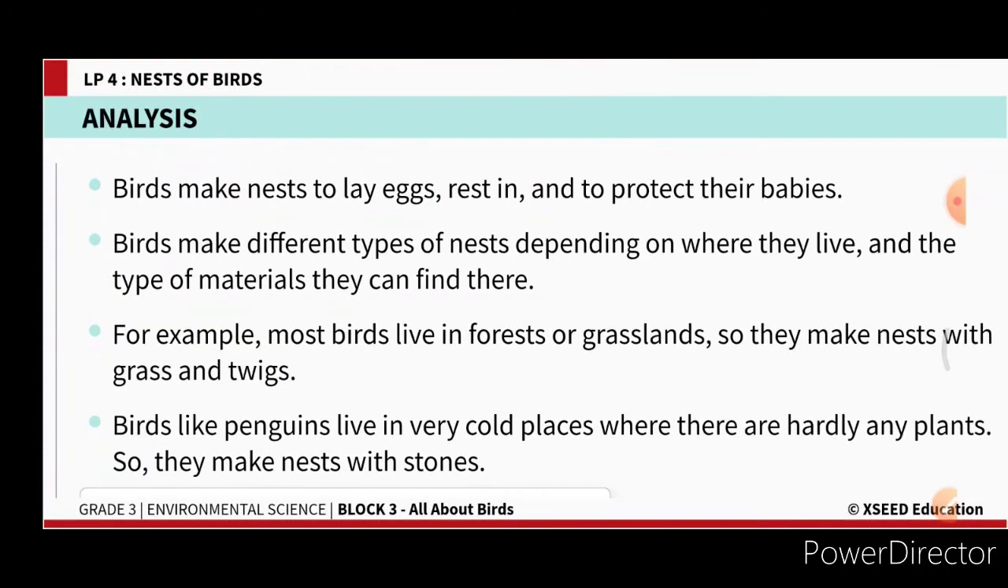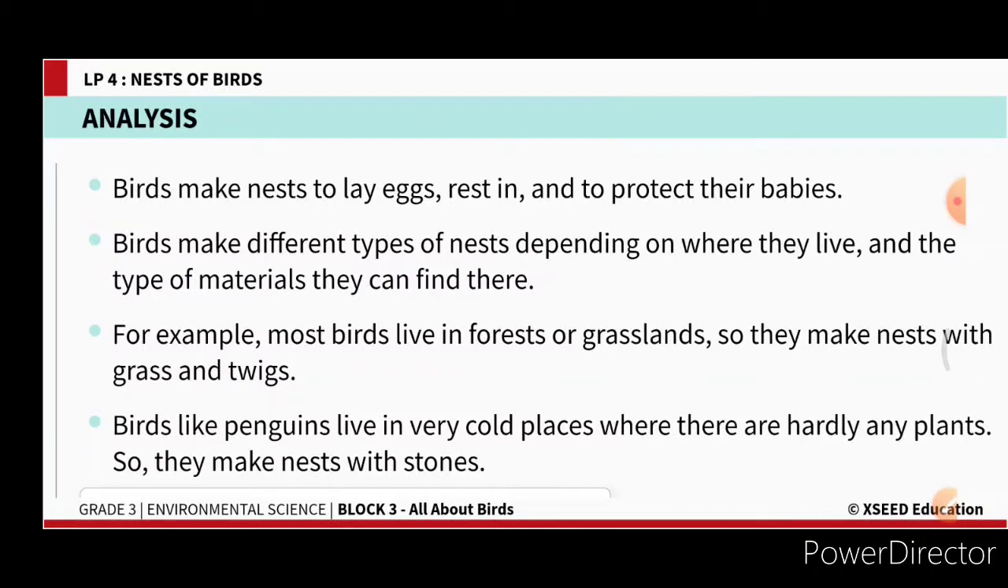Birds make nests to lay eggs. Okay, birds make nests to lay eggs. They want to take rest in that. They lay eggs, they take rest in the nest and to protect their babies. Birds make different types of nests depending on where they live and the type of materials they can find there.